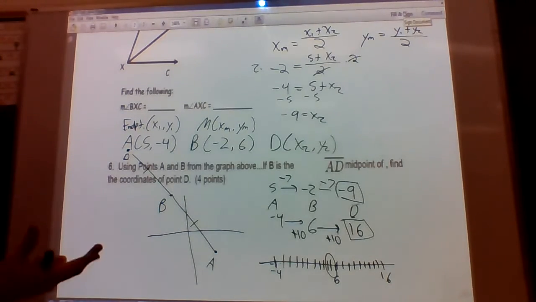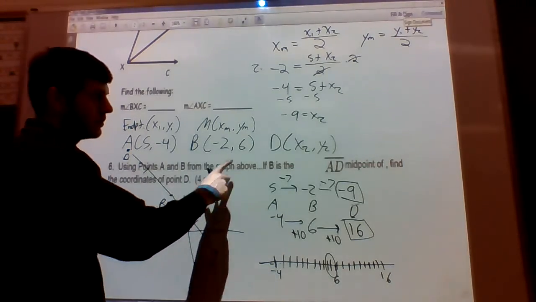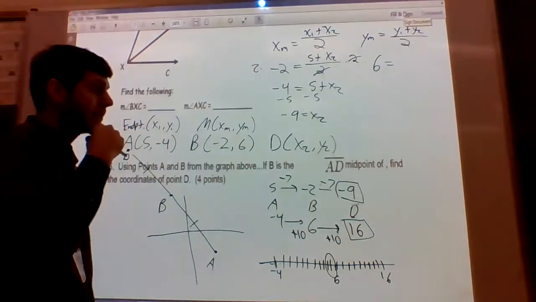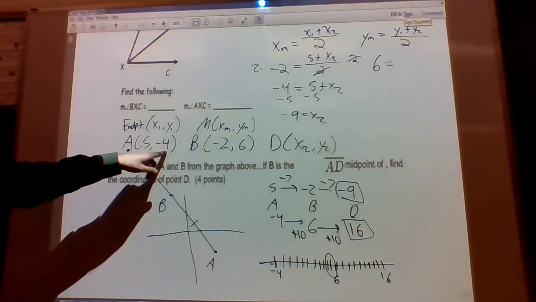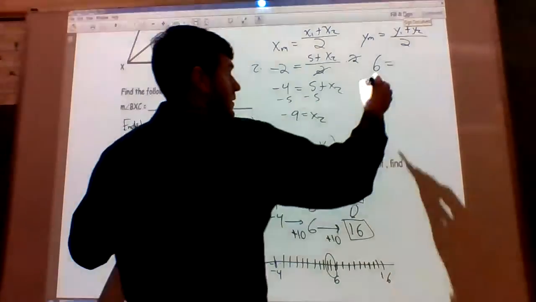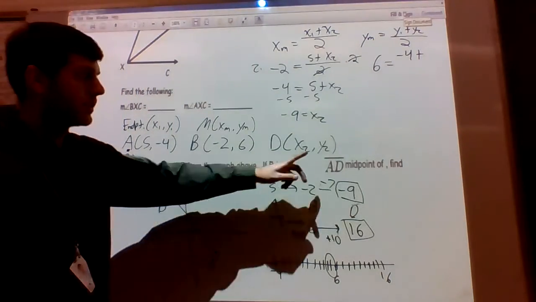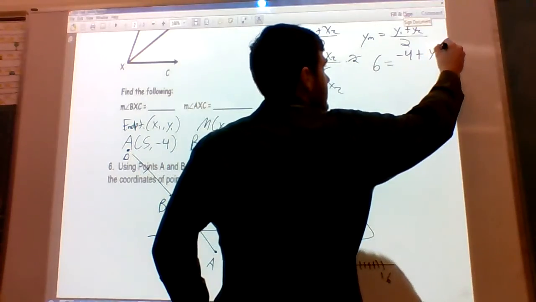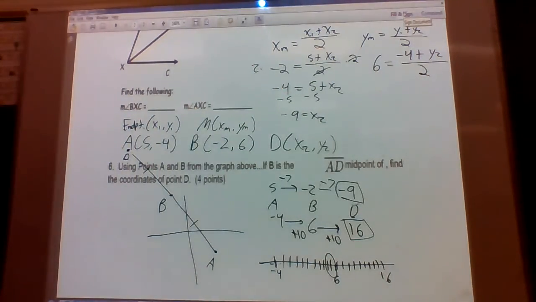And what's our midpoint? Our midpoint is B. What's the y value of our midpoint? 6. We have 2 endpoints, A and D. What's the y value of our 2 endpoints? Well, the first y value is negative 4. The second value we don't know. We just labeled it as y2. Finish our formula off by dividing by 2.